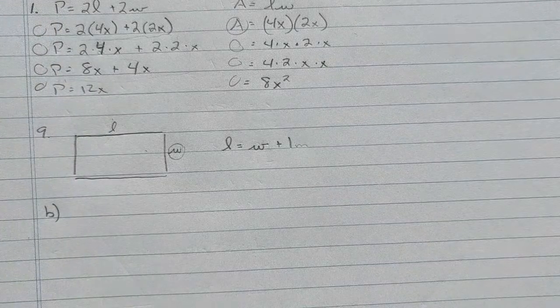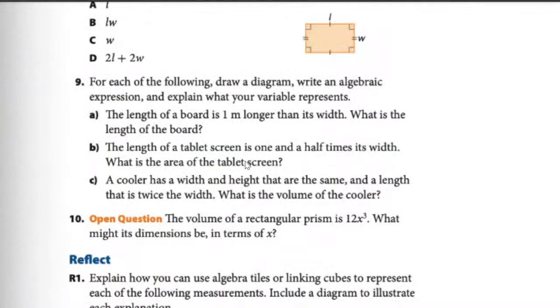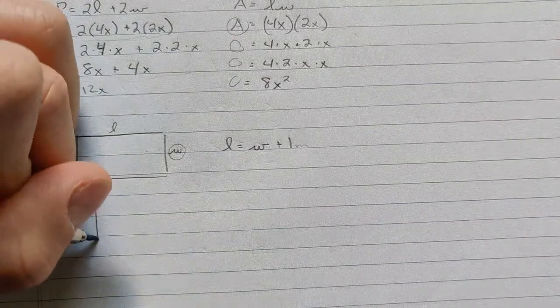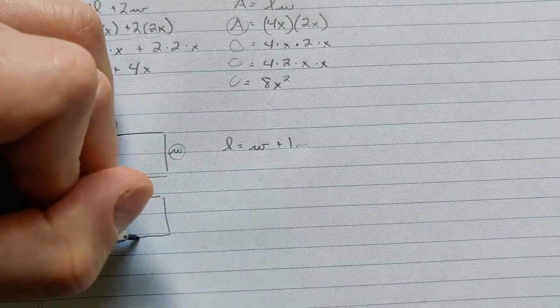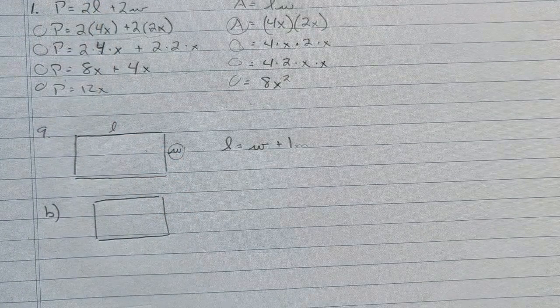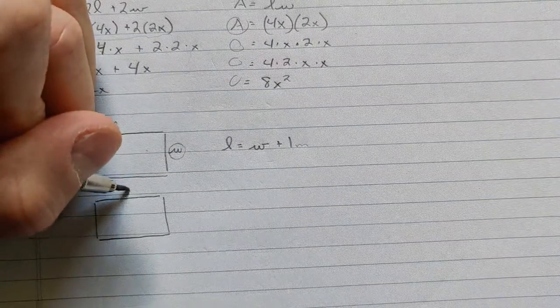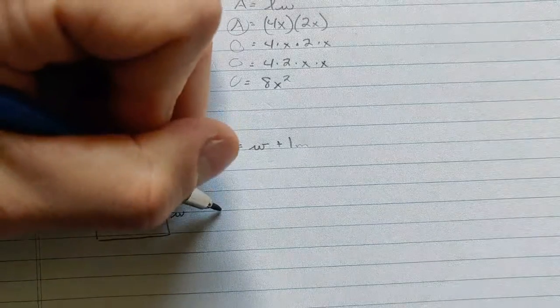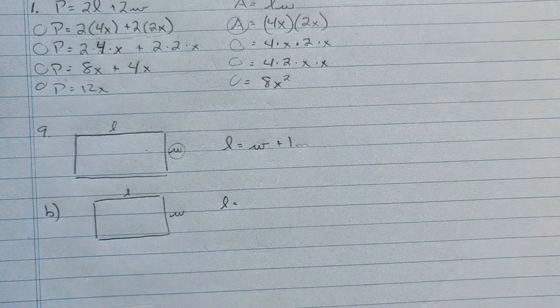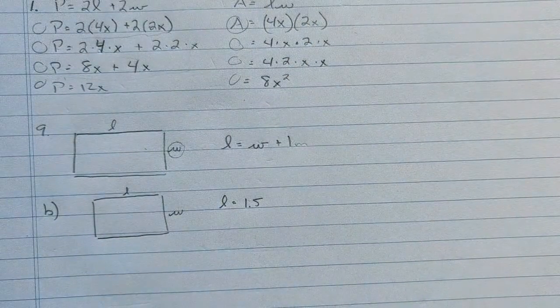In the case of B, we're given that the length of a tablet screen is 1.5 times its width. So again, we're looking at this rectangular type of shape with a tablet screen, and so we want to know the area of the tablet screen. So again, we have this rectangular shape, and the length is 1.5 times its width. So we got a length, we got a width, and so the length in this case is 1.5 times its width. So we can use 1.5 times the width, or 1.5 W.